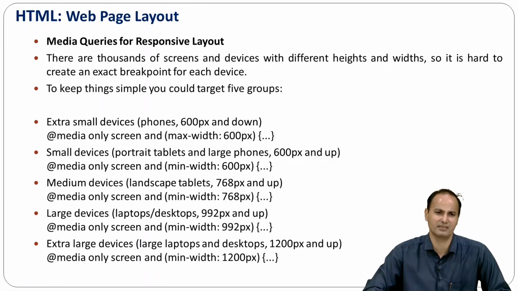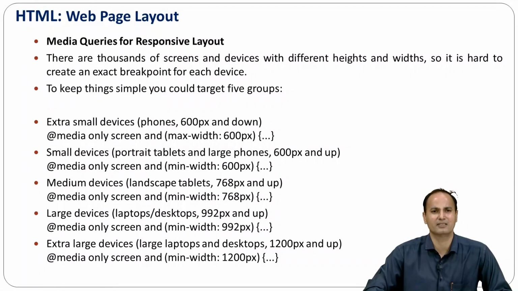Like medium devices, you can specify it like this. For large devices there is a property, and for extra large devices, that is large laptops and desktops, 1200 pixels and more, you can specify the property like @media only screen and min-width 1200 pixels. If this condition turns true, then whatever you have written within this property will be applicable to the content of the web page.